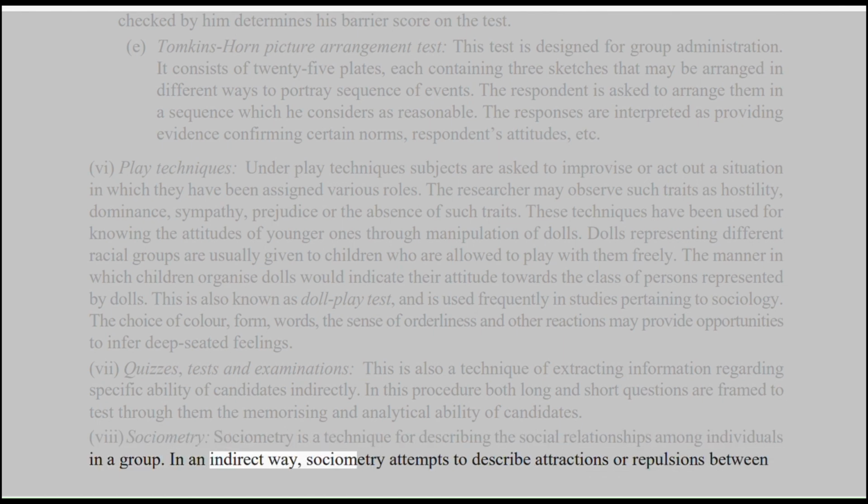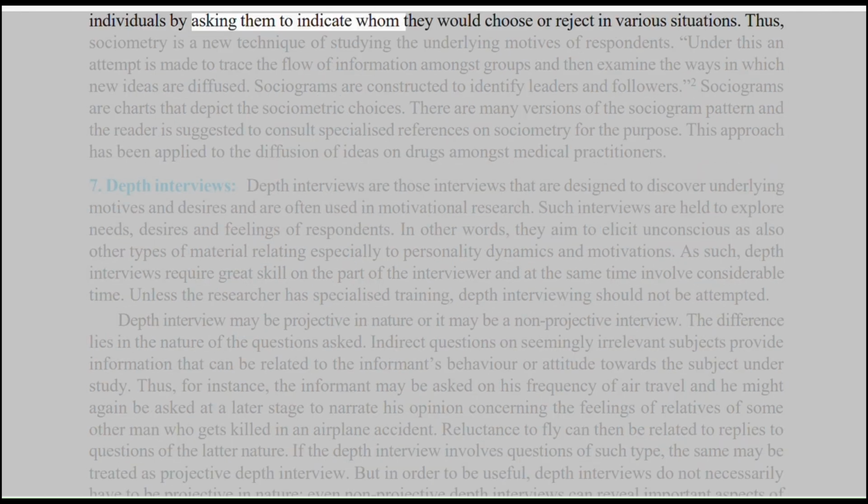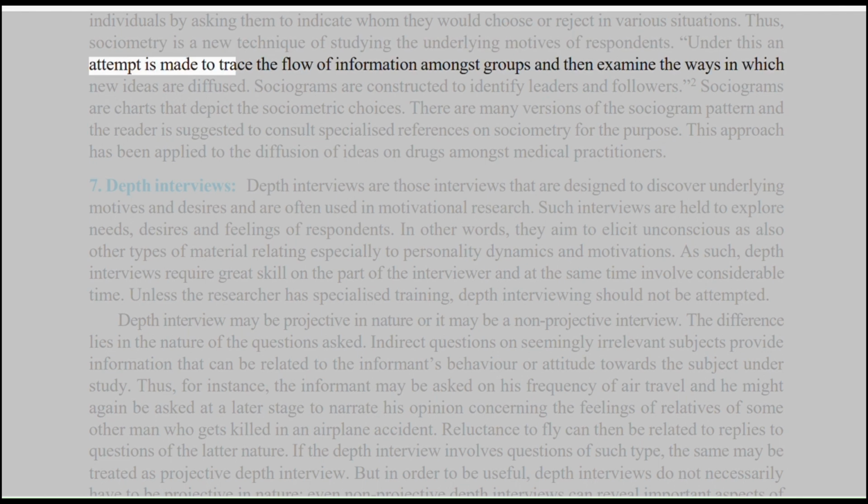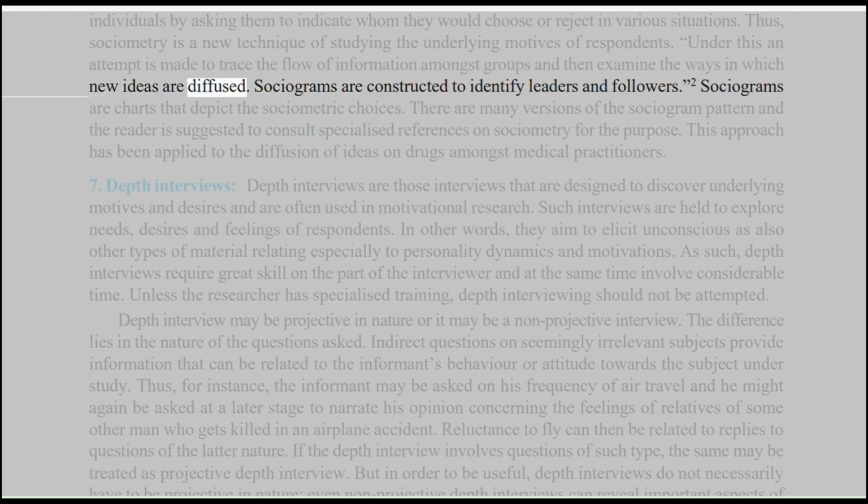8. Sociometry. Sociometry is a technique for describing the social relationships among individuals in a group. In an indirect way, sociometry attempts to describe attractions or repulsions between individuals by asking them to indicate whom they would choose or reject in various situations. Thus, sociometry is a new technique of studying the underlying motives of respondents. Under this, an attempt is made to trace the flow of information amongst groups and then examine the ways in which new ideas are diffused.